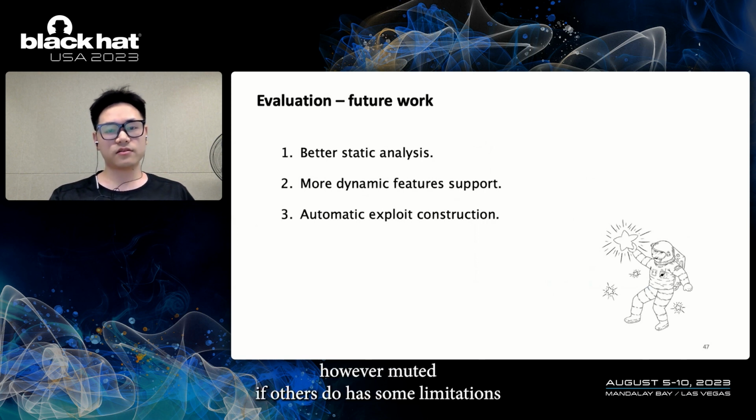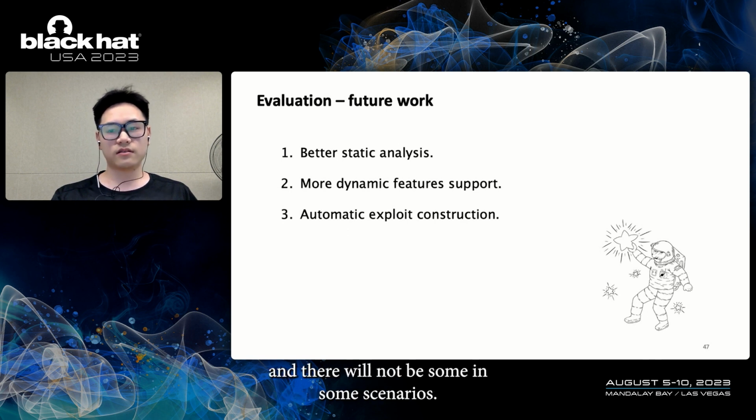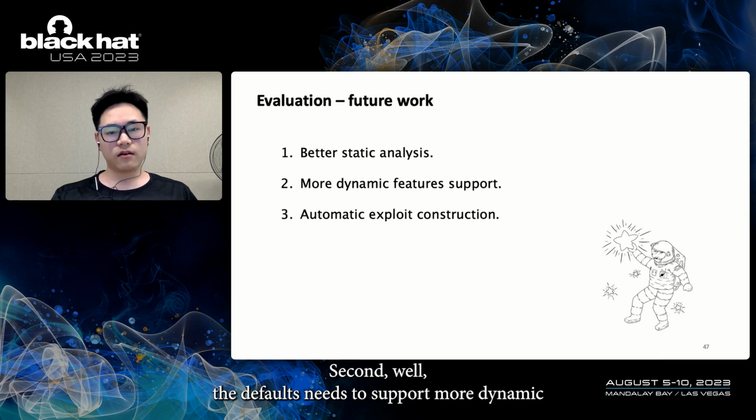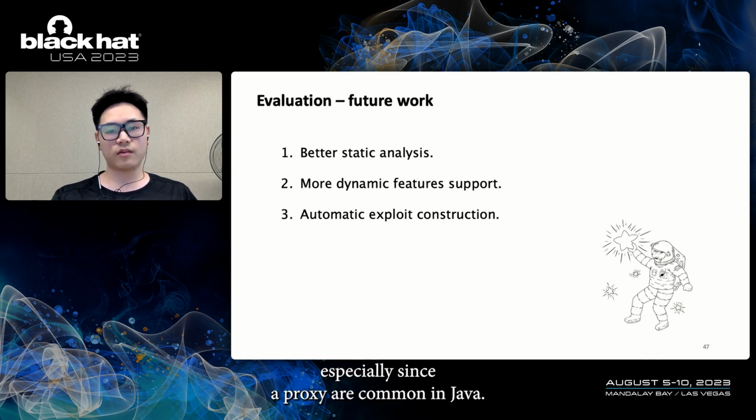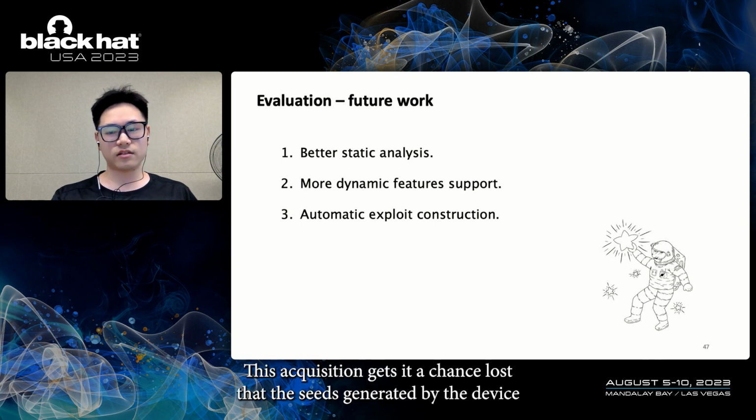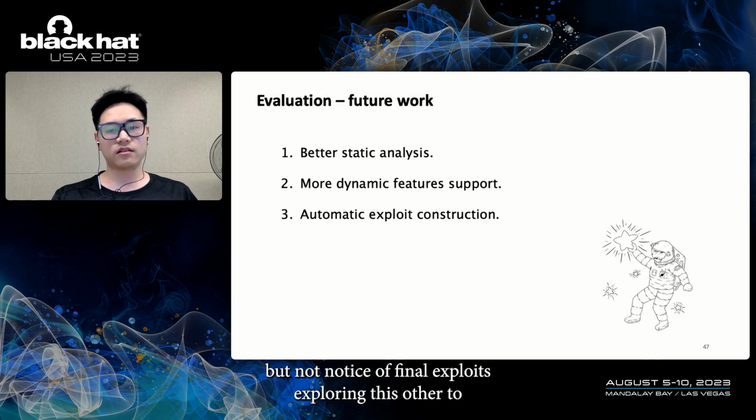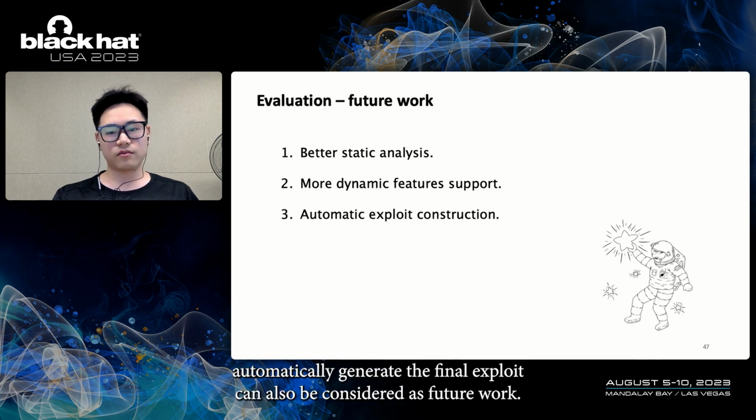However, ODDFuzz still has some limitations that can be addressed as future work. Firstly, the static analyzer of ODDFuzz is relatively coarse and will not be sound in some scenarios. Secondly, ODDFuzz needs to support more dynamic features such as reflection and dynamic proxy, especially since dynamic proxies are common in Java deserialization gadget chains. Lastly, the seeds generated by ODDFuzz are not the final exploits. Exploring methods to automatically generate the final exploit can also be considered as future work.